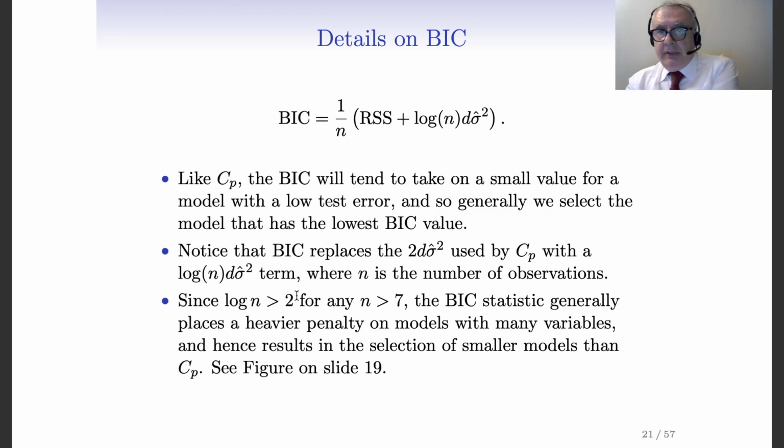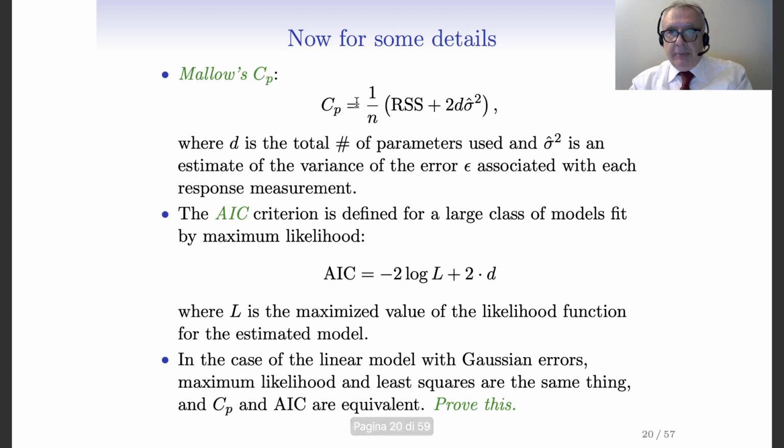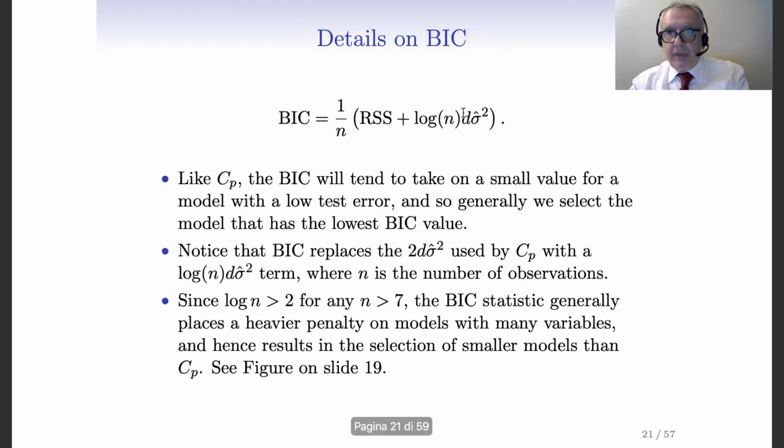Okay, finally some details on BIC. BIC is 1 over n, the residual sum of squares, plus log of n, the logarithm, times d, times sigma hat squared. This is the usual estimate of the variance. And again, the idea is that this is an estimate of the test error, and therefore we will select the model with the smallest BIC. Please notice that BIC is not that different from Cp, so you can see that they are quite similar. The difference is that here you have 2, and here you have the logarithm of n.